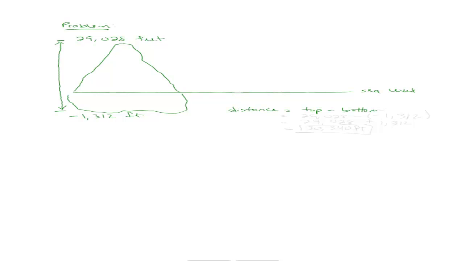So the distance between the two points is the top of Mount Everest minus the bottom of the Dead Sea. So I can rewrite that as 29,028 minus negative 1,312. Using the rules of double negatives, I can rewrite this as 29,028 plus 1,312. And you can add those two numbers together. We've done that before, and you're going to get an answer of 30,340 feet.